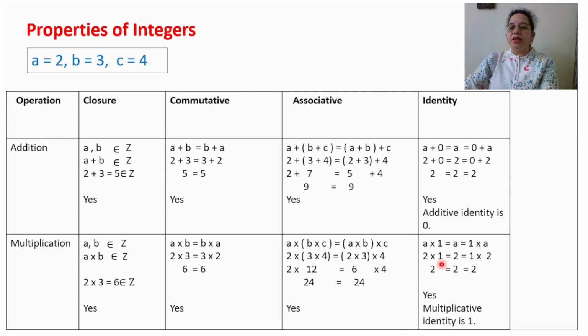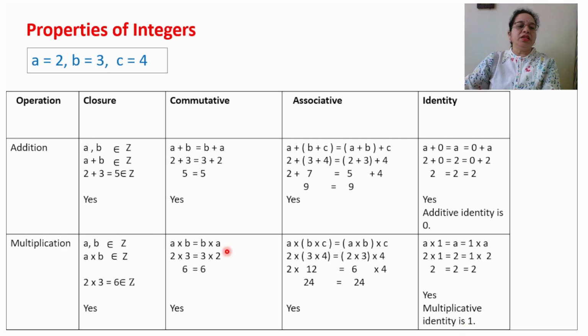Now come to the identity element. Here two things we will observe together, commutative property and property of 1. So a multiplied by 1, so 2 multiplied by 1 will give you 2, the value of a is 2. Then just interchange the numbers: 1 multiplied by a, so 1 multiplied by 2 will give you 2. So at last you are getting all the answers the same. What does it mean? Yes, we can observe identity element in multiplication of integers, and the multiplicative identity is 1.